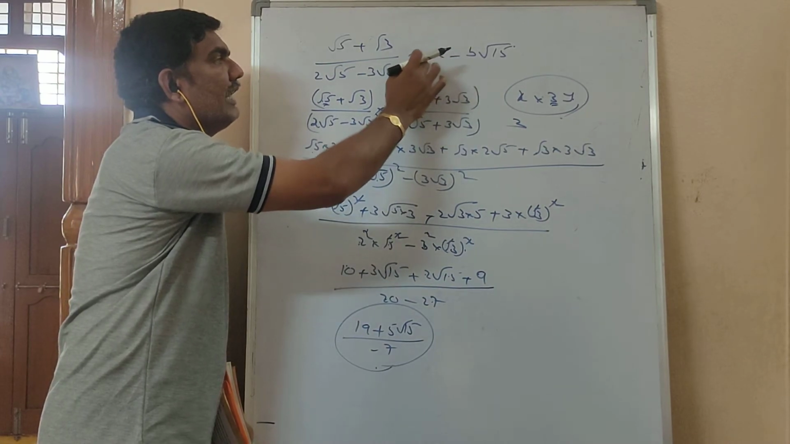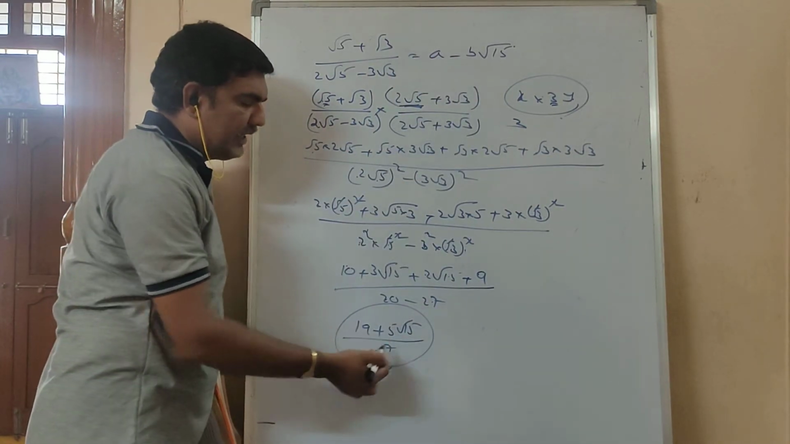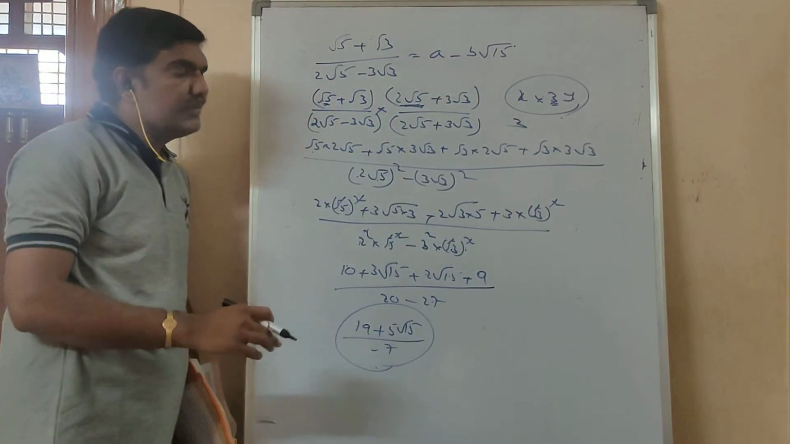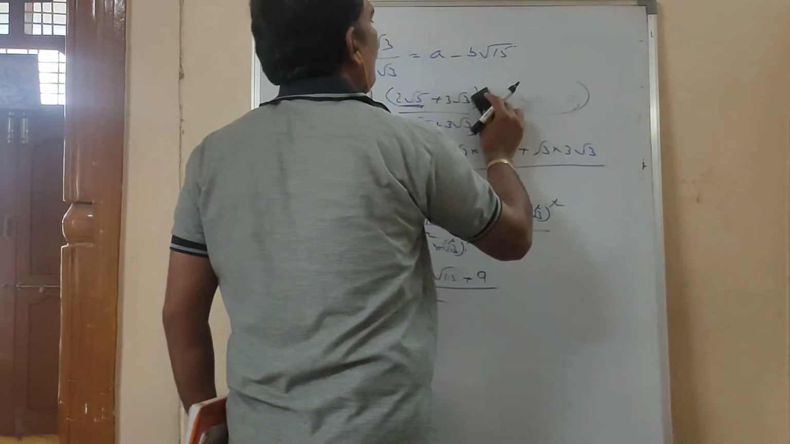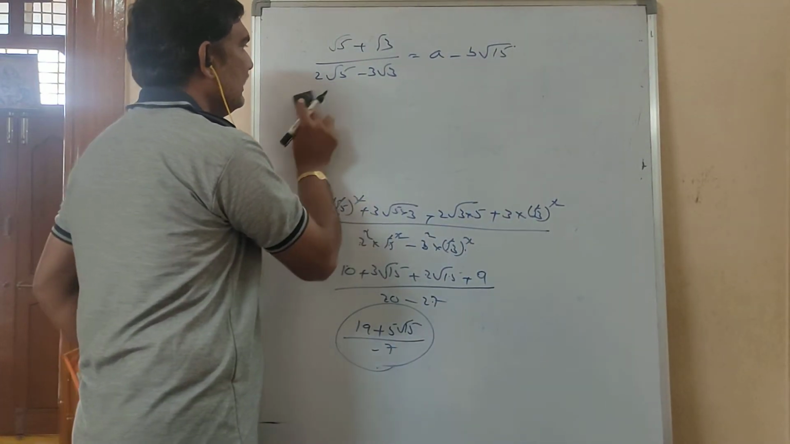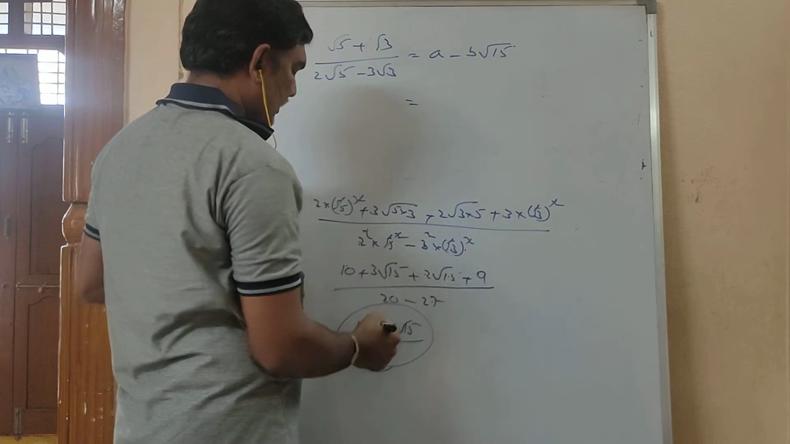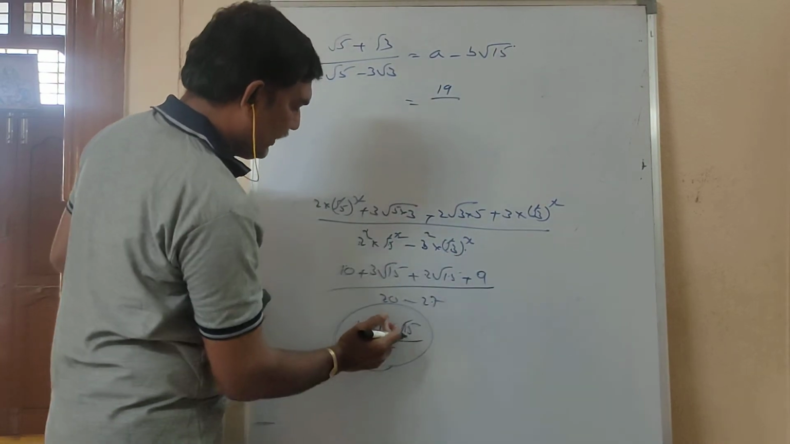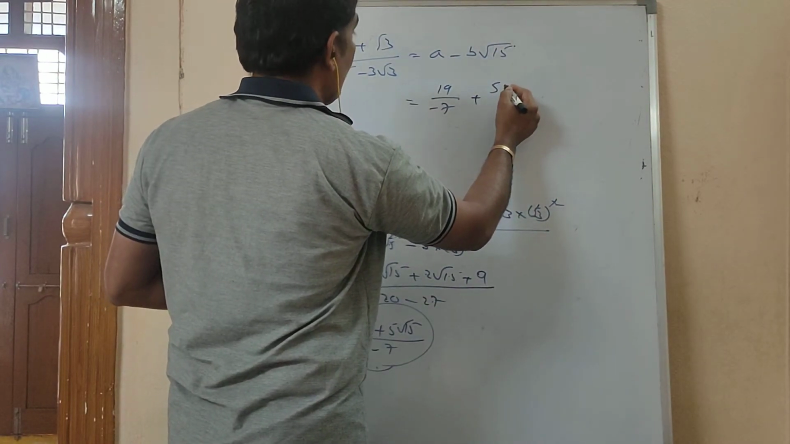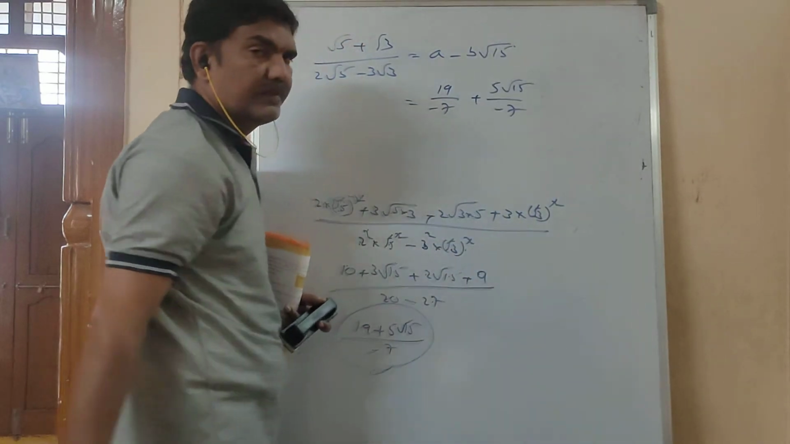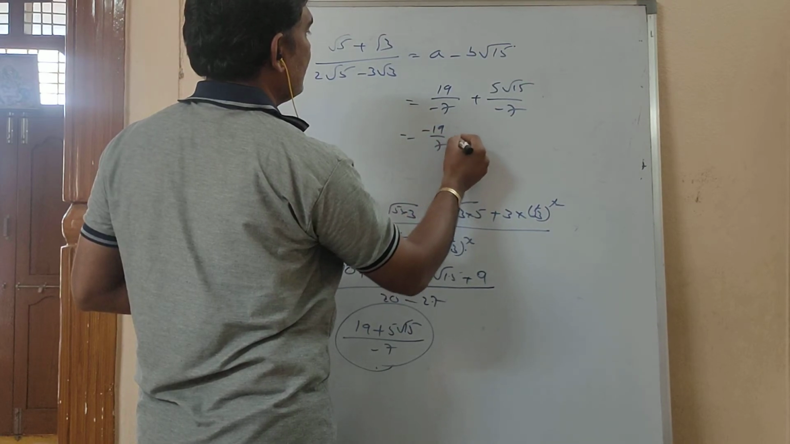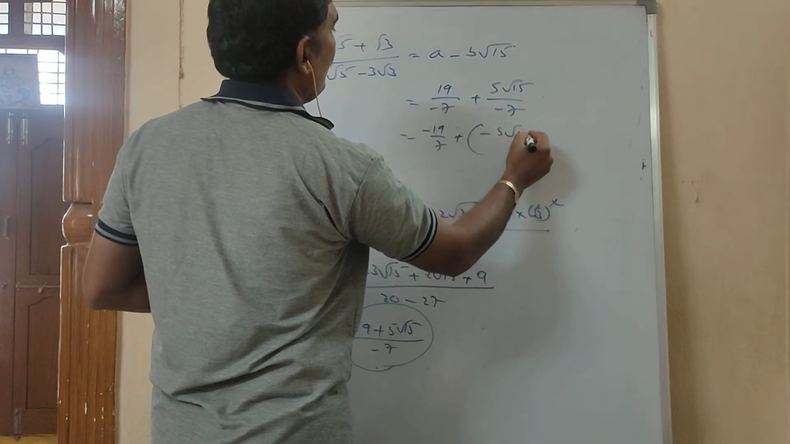In the question they gave a minus b root 15, or not? So it is not like that. You have to write this one in the form of a minus b root 15. That is important. How you have to write, we'll see it here. So this, you can split: 19 by minus 7 plus 5 root 15 by minus 7. In denominators you should not write minus. Minus 19 by 7 plus minus 5 root 15 by 7.